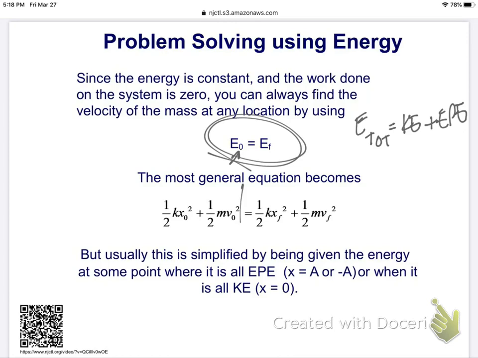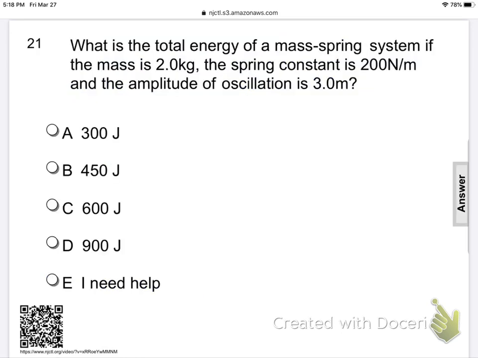So what we could say is we're starting with an initial EPE and an initial KE, and we're ending with a final EPE and a final velocity, a final kinetic energy.